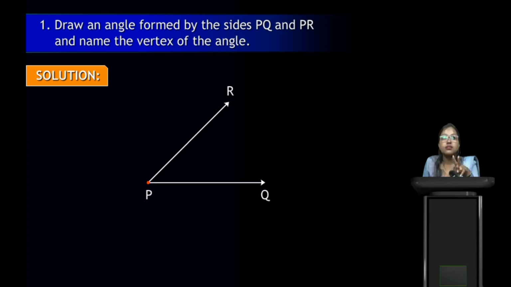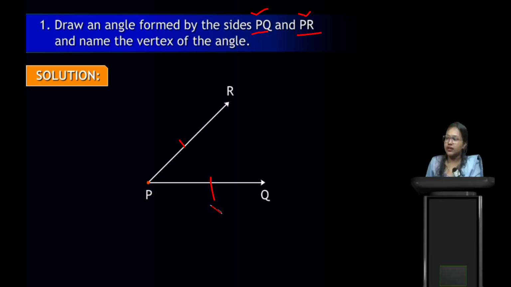In both the lines, can you tell which point is common in both, in PQ and in PR? Yes, very good. P is common in both. As P is common in both, that means the angle will form at P. So we can represent the angle like this.